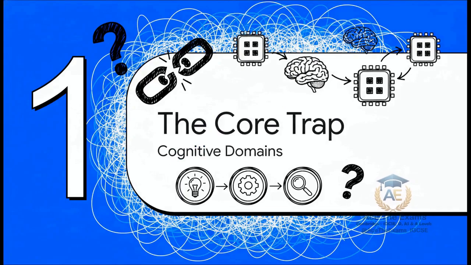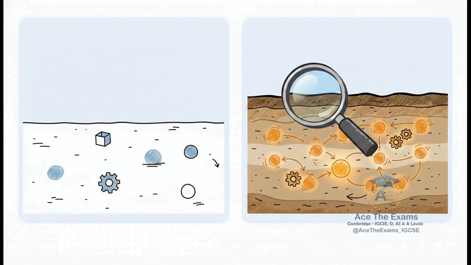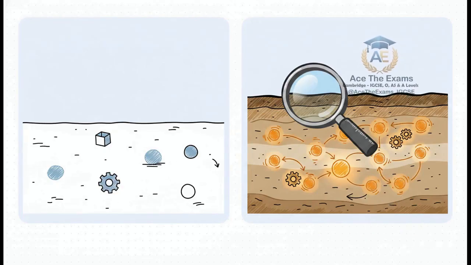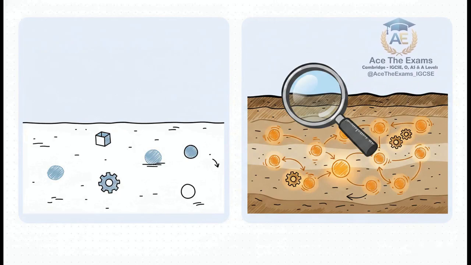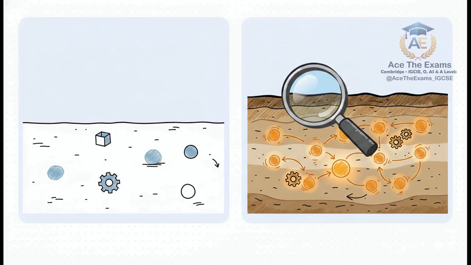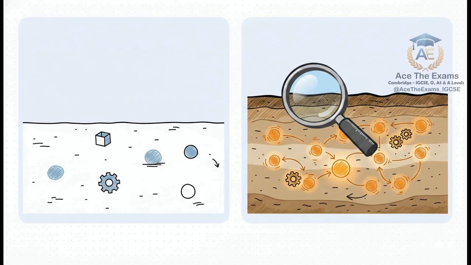Section 1. The core trap. Okay, let's build our understanding of where students first go completely wrong. When you sit down and look at a question about factors affecting computer performance, specifically regarding processor type and the number of cores, there is a massive conceptual hurdle that immediately trips up even the absolute best candidates. It all comes down to how you perceive the assessment objectives.